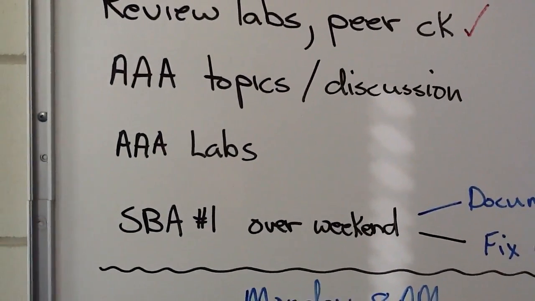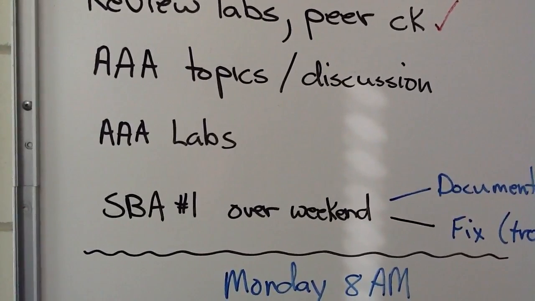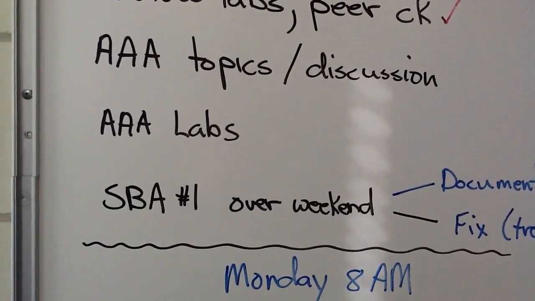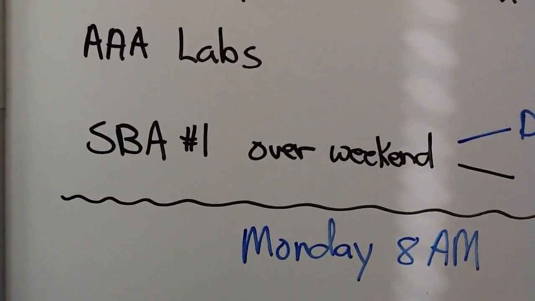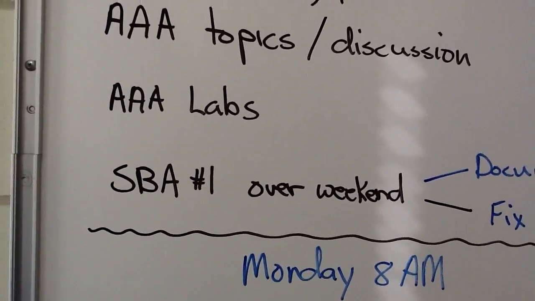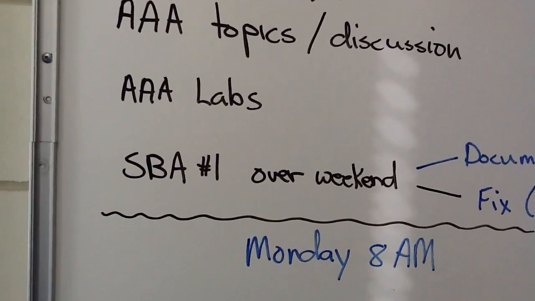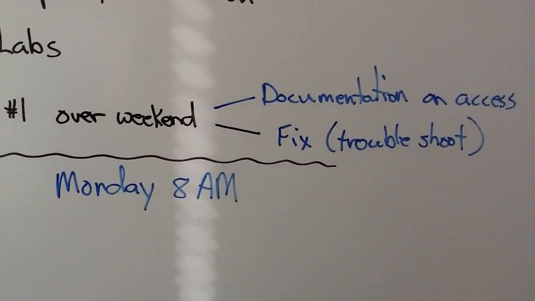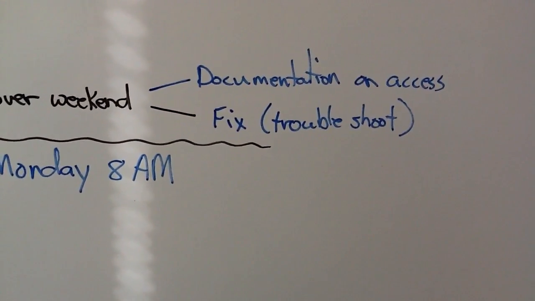Then we talked about AAA in a discussion, probably a half hour, maybe 45 minutes for most. Currently, the students are working on the labs. And then there's a skills-based lab, this one over the weekend. The students are going to let me know which router they want to use.